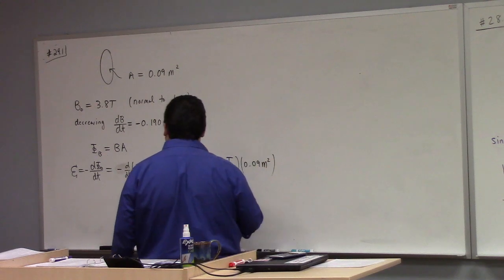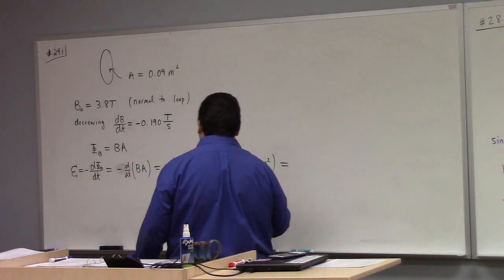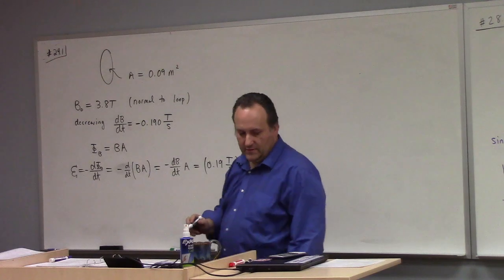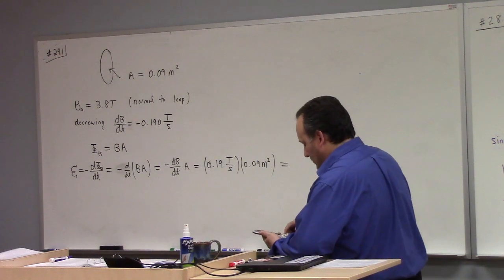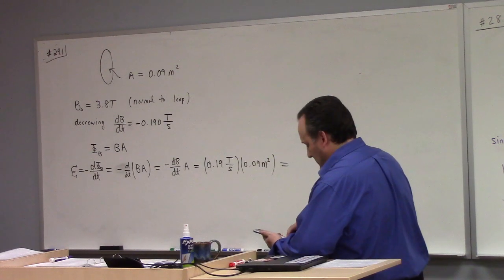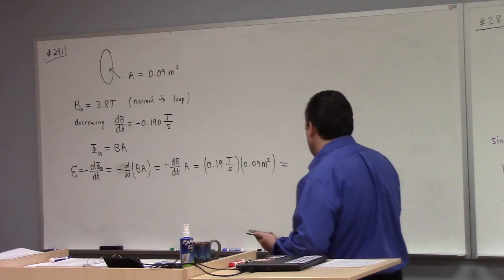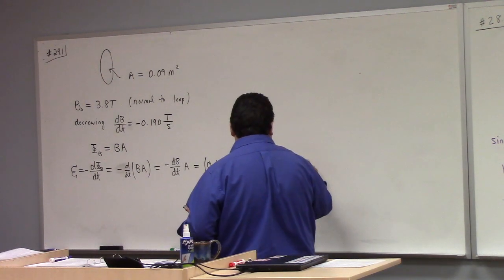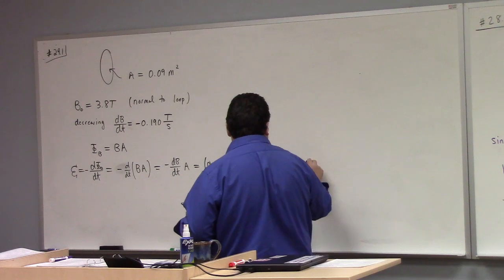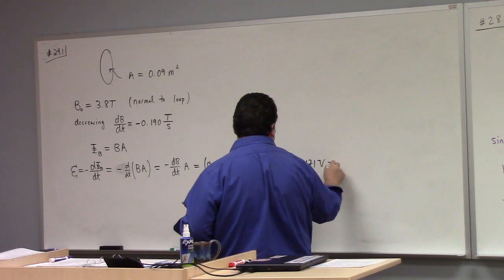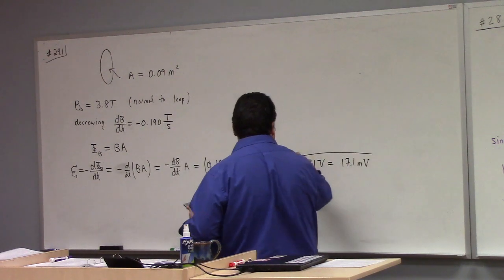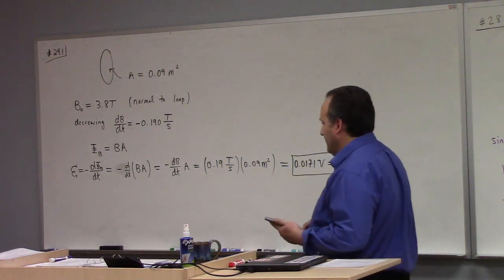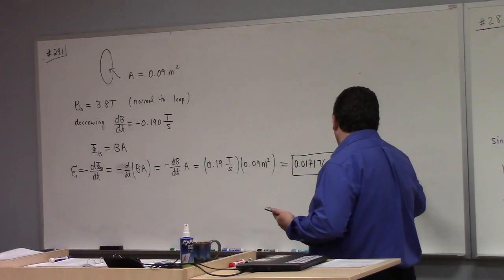squared, and that gives us an induced voltage of 0.19 times 0.09. I get 0.0171 volts, or if you like, 17.1 millivolts. That's for part A.